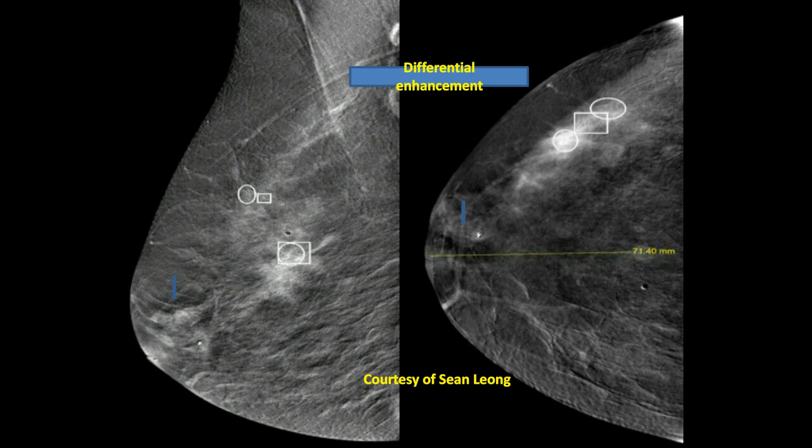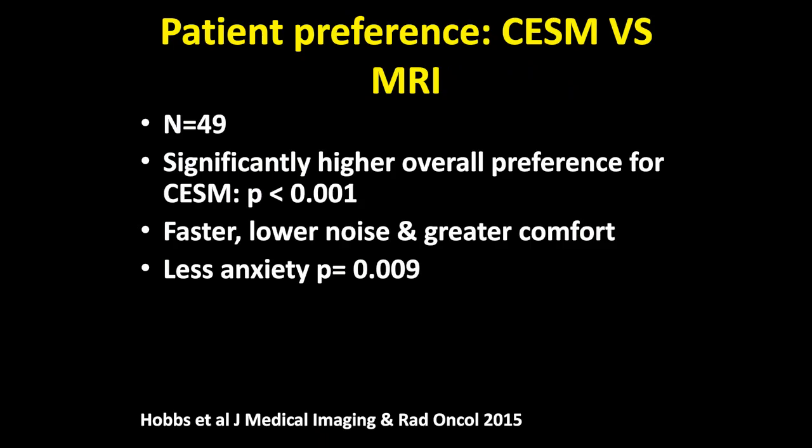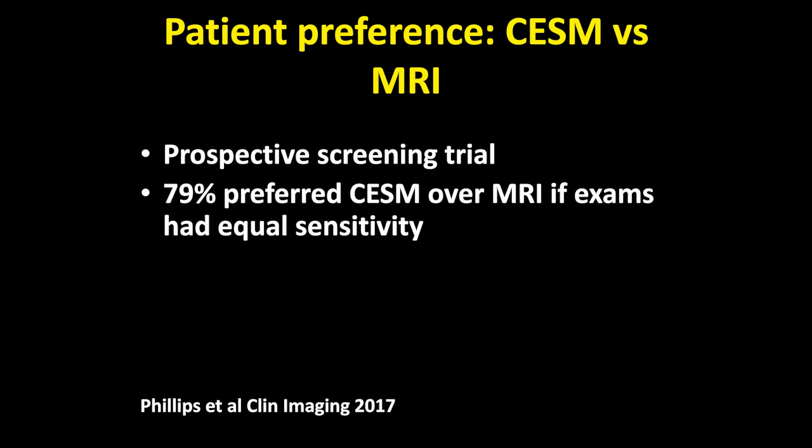Many people have looked at patient preference when you do contrast mammo compared to MRI. In 2 studies, there was significantly higher overall preference for contrast mammography. The patients felt that it was faster, less noise, and greater comfort. The first study was from Australia. This was from Boston. So again, and I've spoken to many patients, they would much rather have a contrast mammo than MRI.